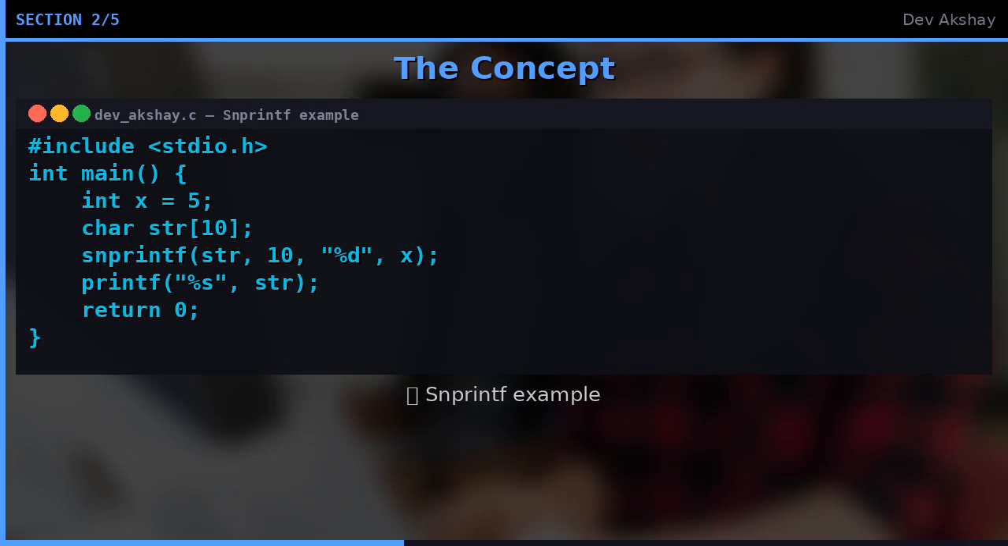The core idea is to use snprintf to format strings. Here's where most people get confused, but it's actually straightforward. So, we use snprintf to write to a string, and we can use format specifiers to insert variables. Did you notice that we can specify the maximum number of characters to write?